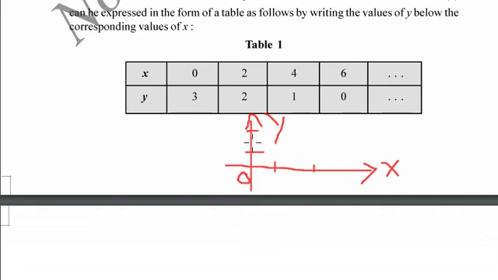At x is equal to 0, y is equal to 3. Say this is 3. At x is equal to 2, y is equal to 2. At x is equal to 4, y is equal to 1. You can plot for as many points as you wish.